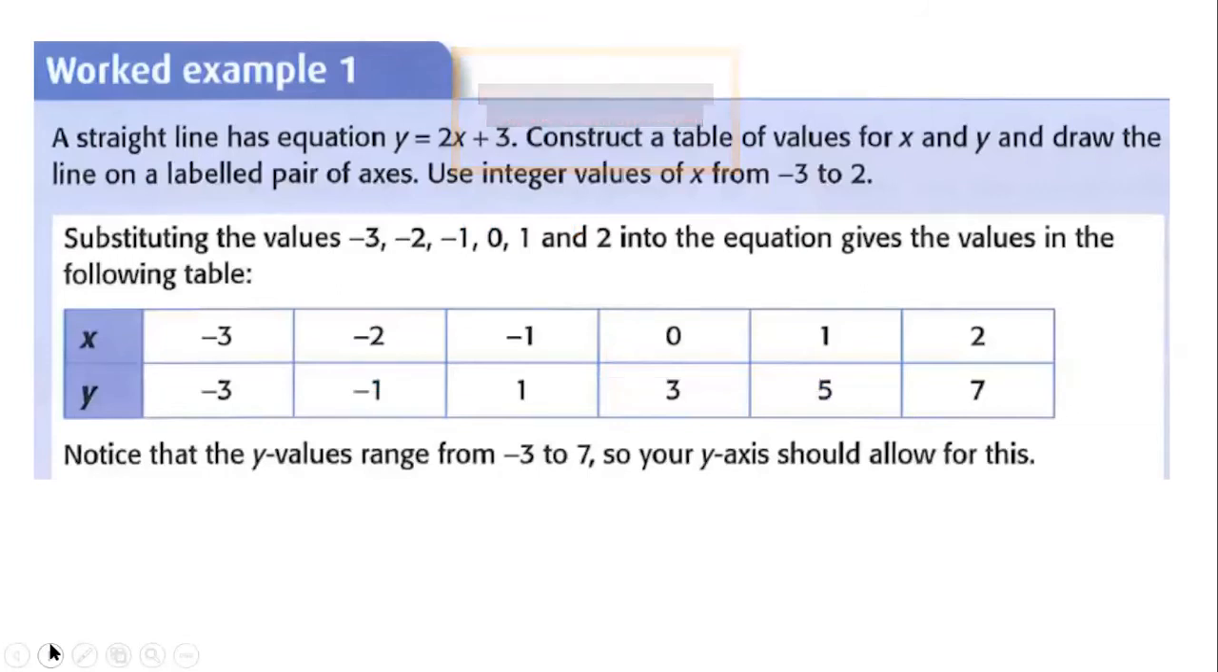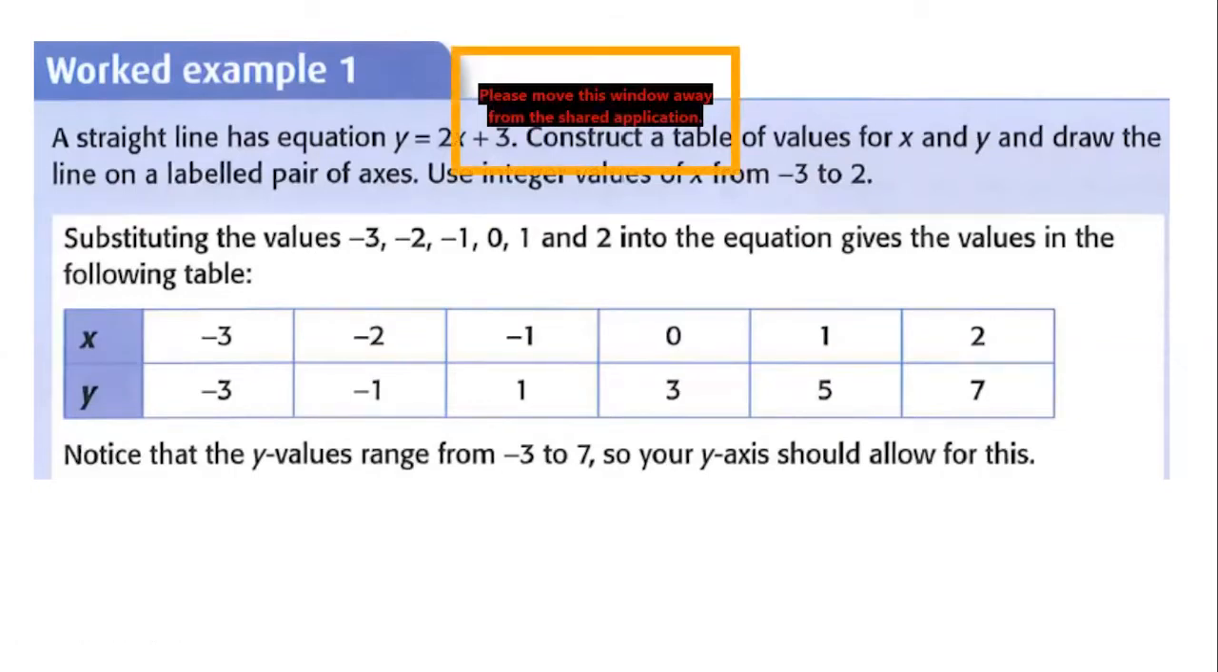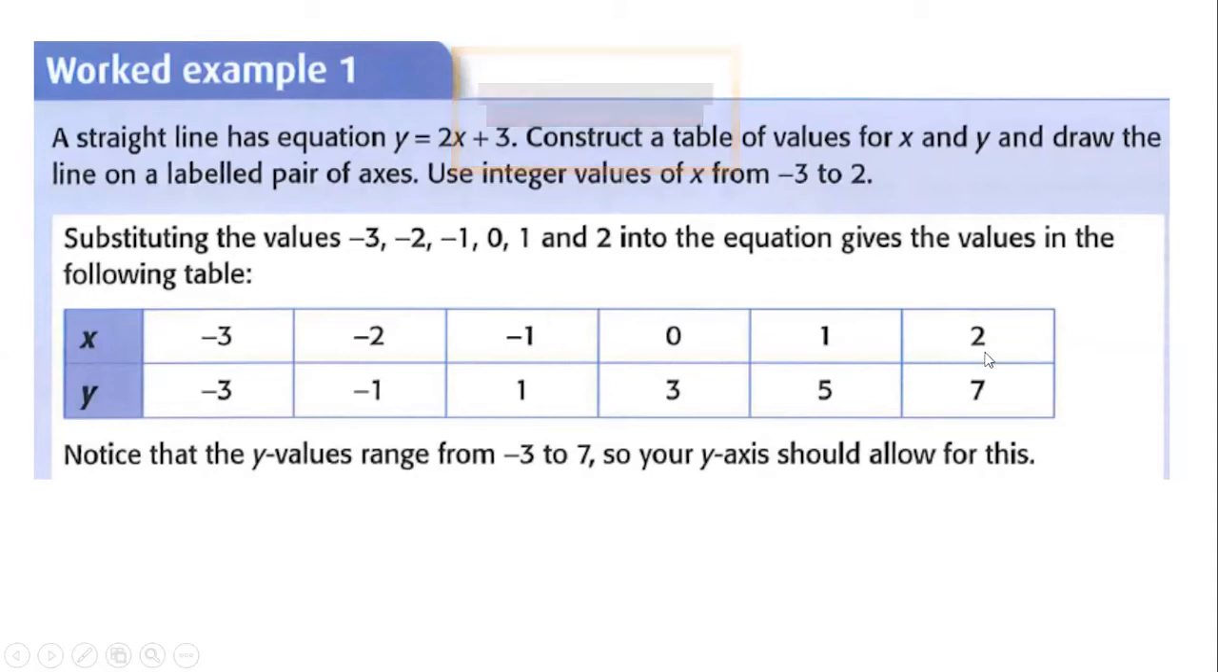A straight line has the equation y equals 2x plus 3. Construct a table of values for x and y and draw the line on a labeled pair of axes. Use integer values of x from minus 3 up to 2. So the values of x that you should give in the table should be from minus 3 up to 2. So let us write all the integers: minus 3, minus 2, minus 1, 0, 1, 2. And let us substitute all these values of x in order to find the value of y.